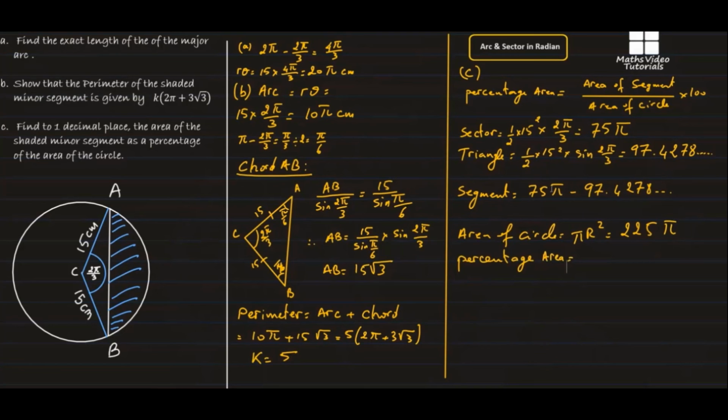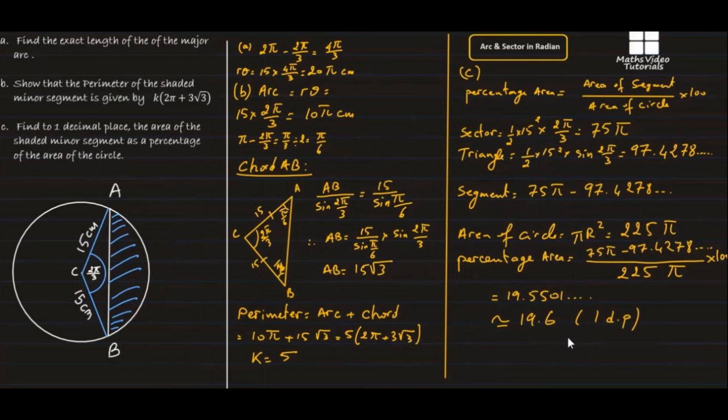Percentage area. So that is the area of the segment, which is this one here, 75 pi, subtract 97.4278, and we divide by pi r squared, which is 225 pi. So we plug this in a calculator and we will get 19.5501, and so on and so forth. And we need to round it to 1 decimal place. Here it is, 1 decimal place. So we round it to 19.6. And there is no unit, of course.